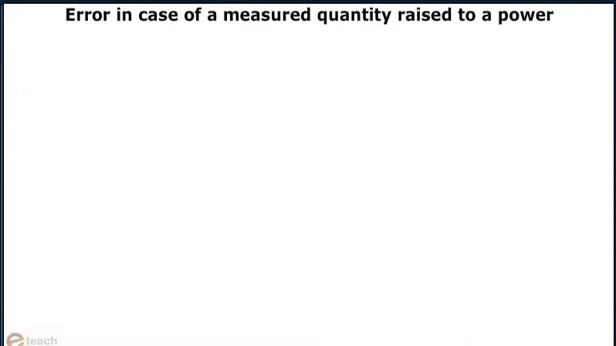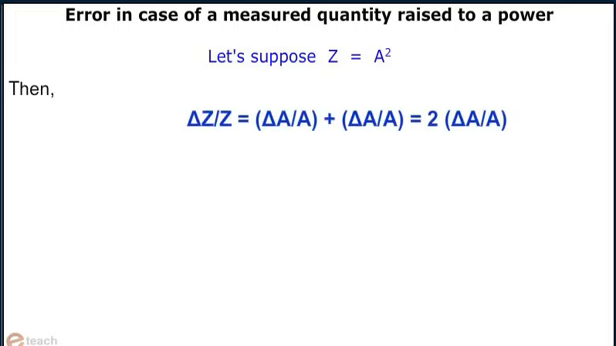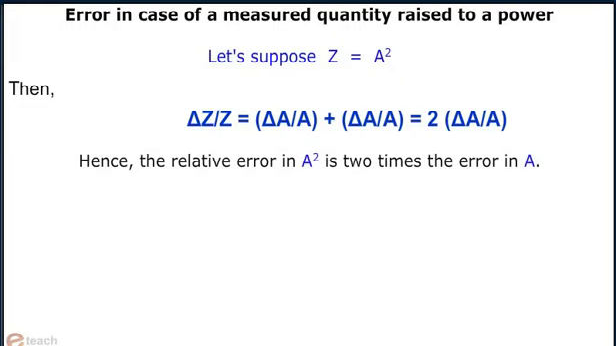Error in case of a measured quantity raised to a power. Let us suppose Z equals A square. Then delta Z by Z equals delta A by A plus delta A by A, which is equal to twice of delta A by A. Hence, the relative error in A square is 2 times the error in A.